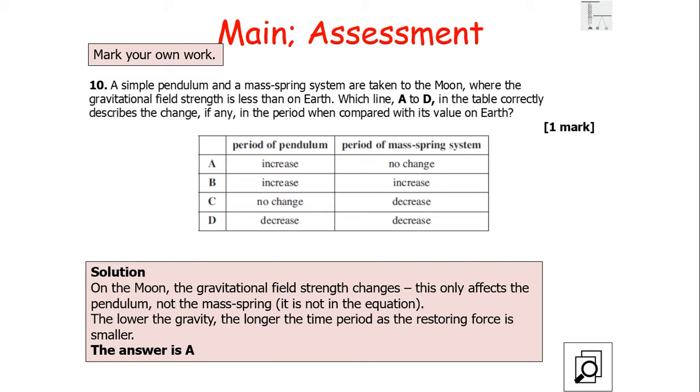So because we know it's 2 pi times the square root of L over g, what that means is if g is getting smaller, the time period value is getting larger. And in addition, because the restoring force is smaller, it's going to take longer to get back to equilibrium and then continue on with inertia.